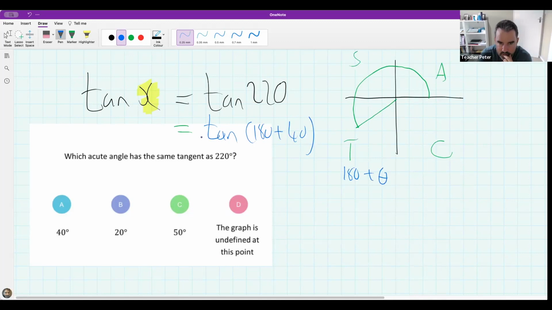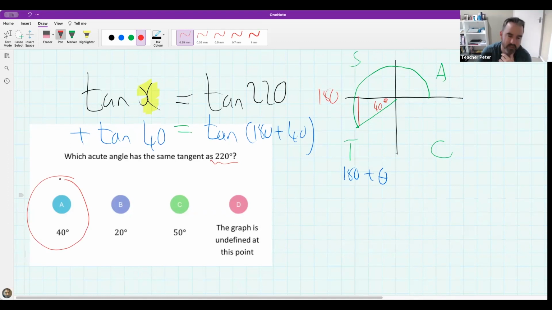But that means that if I was reducing this, I know it would be positive, I know it would be tan, and I know it would be 40. Because if you think about it, it's 180 to get here, and this last little bit is just the 40 that gets me to 220. And then that's the triangle that we use to evaluate 220. So the answer is A.